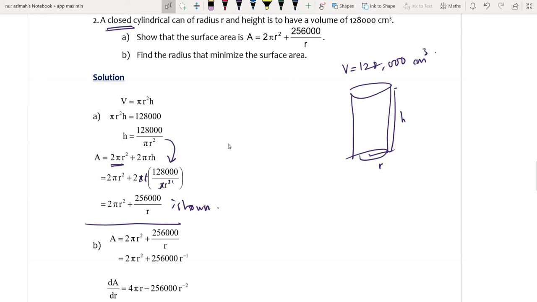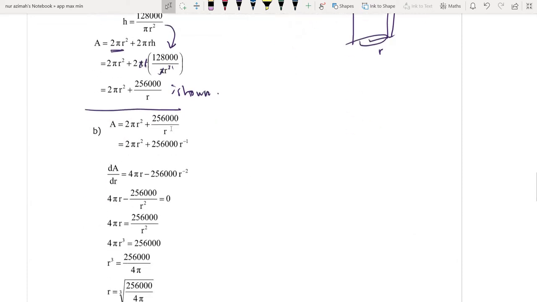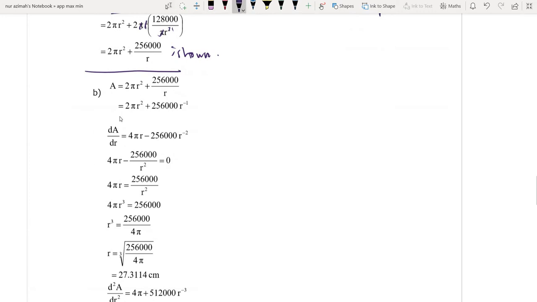Now please take note why we need to do this: we want to minimize the surface area. When you want to find the minimized surface area, you need to have the equation of A in terms of r. Why? Because you want to find the radius. So next, we have A equal to 2 pi r squared plus 256,000 over r, which can also be written in terms of this. The reason I write it this way is that it will be easier for you to differentiate this part later on. So now we have dA over dr, which is 4 pi r minus 256,000 r power of negative 2. Next, what do we do?